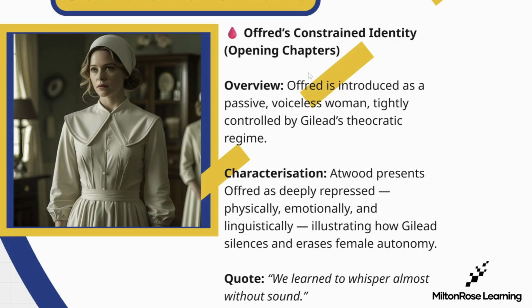So Offred is introduced initially as a passive, voiceless woman, tightly controlled by Gilead's theocracy. And the characterization, which is a really good term to use, Atwood presents Offred as deeply repressed, physically, emotionally and linguistically, because her name is taken away from her, isn't it? Illustrating how Gilead silences and ultimately erases female autonomy. So a really good quote that she says at the start: we learned to whisper almost without sound. At the start, she's almost like a little mouse. She's been so constrained by Gilead society that she daren't open her mouth.